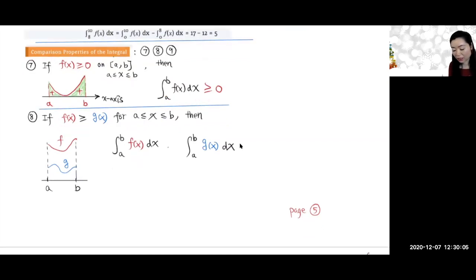Okay, the next one over here. If this function f is always above or equal to this function g on a to b, then what can we say about this integral? Which one is above which one? Then this is always going to be greater than or equal to this. So the integral of the bigger function is always greater than or equal to the integral of the smaller function. You can try to imagine this picture.